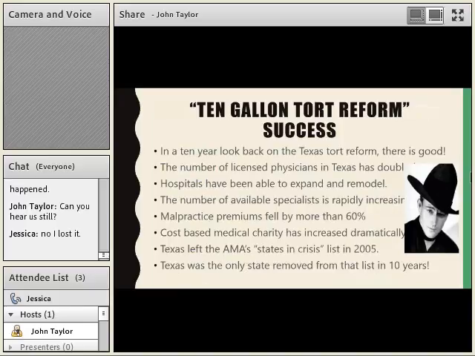So here are some of the successes that the tort reform resulted in. A 10-year look back on the reform, there were some good things that happened. The number of licensed physicians in Texas has doubled. It's been a really attractive place for doctors to go because they don't have to worry about such high levels of liability insurance. With the money that hospitals haven't had to pay out, they've been able to expand and remodel, providing better services. The number of available specialists is rapidly increasing, and the premiums have decreased significantly by 60%. Cost-based medical charity has increased, and Texas is actually the first state in 10 years to leave the AMA's states in crisis.